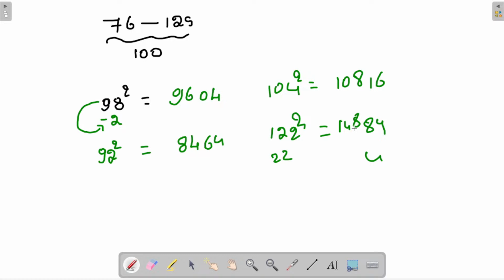No, 31 to 75, that method only you have to use. This is 76 to 125. Here we will take 25 as the base. I mean 25 plus or minus.